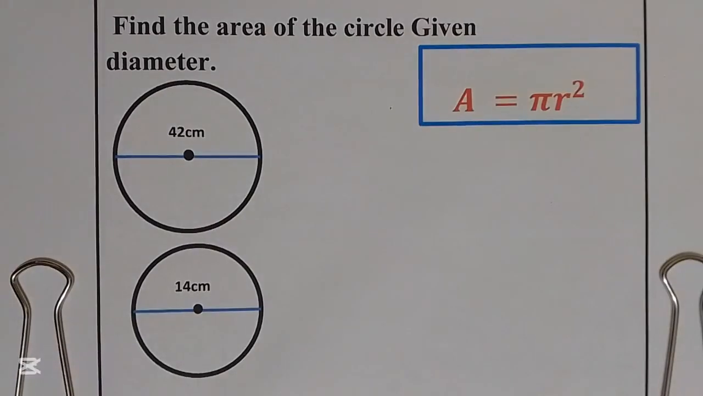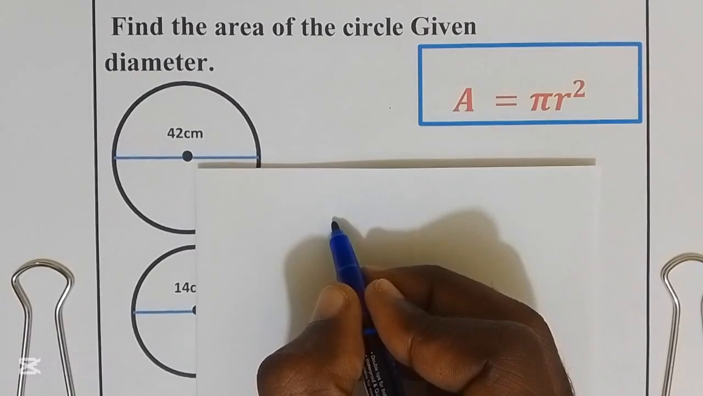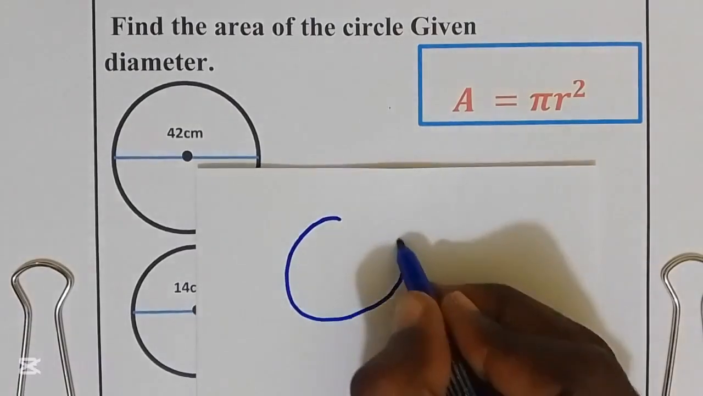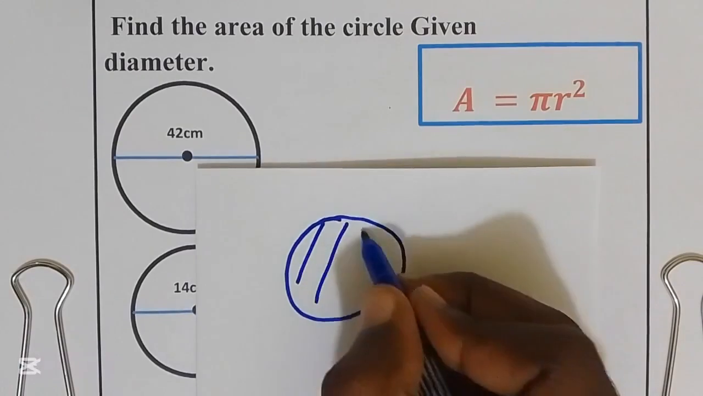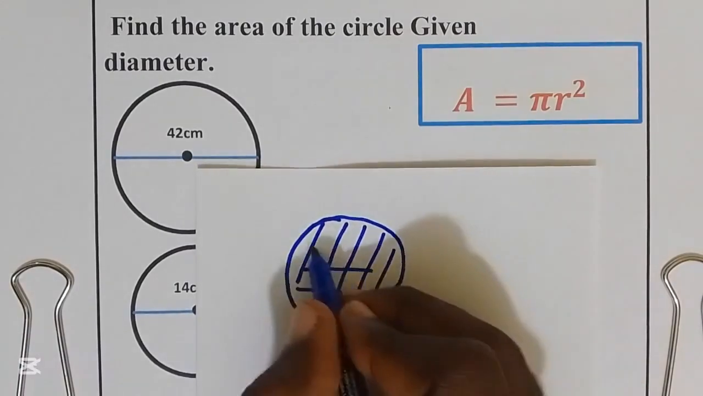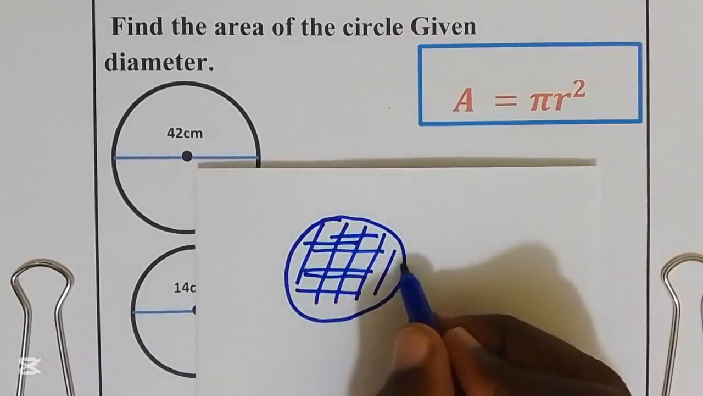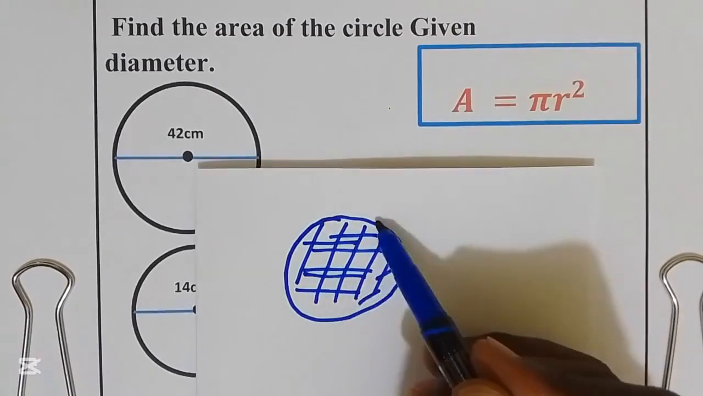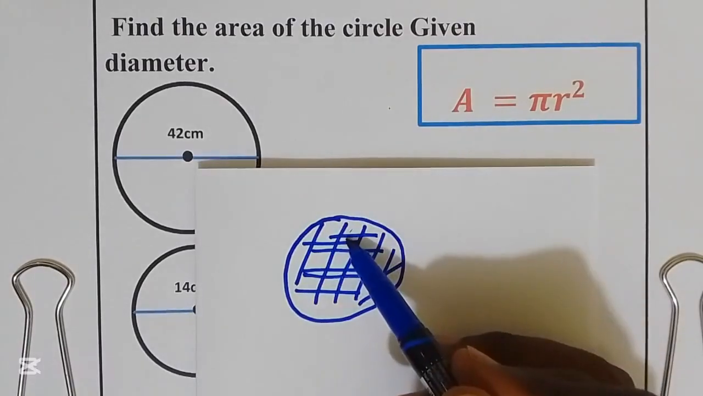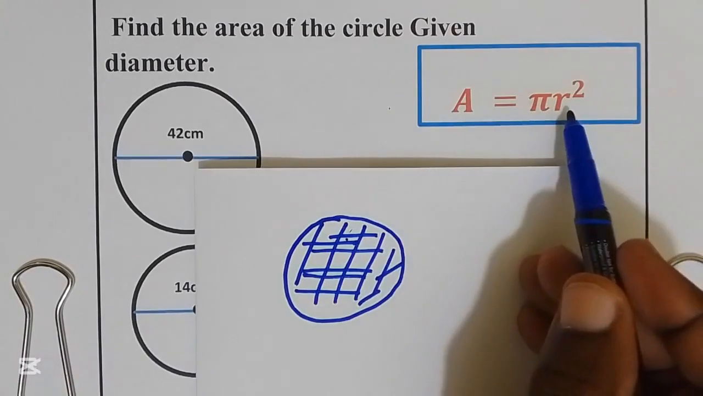Today, we are going to learn how to find the area of a circle for a given diameter. The area of a circle is the space inside the circle. This is the area of a circle, and it is given by pi r square.